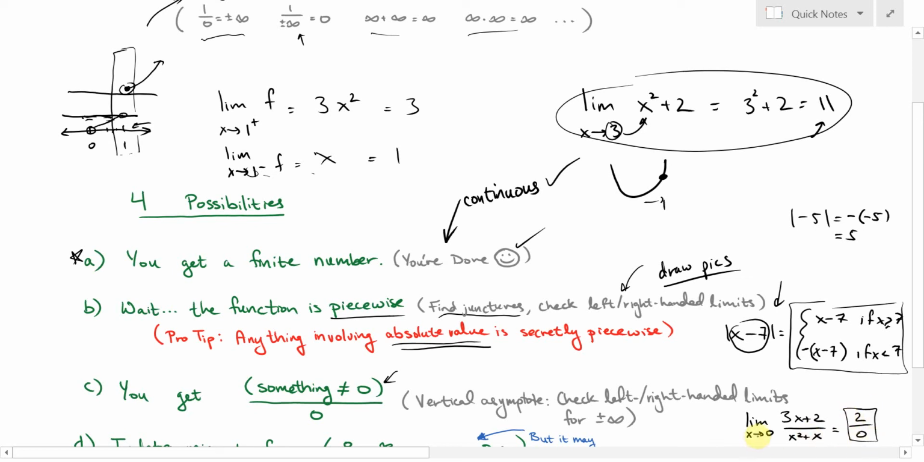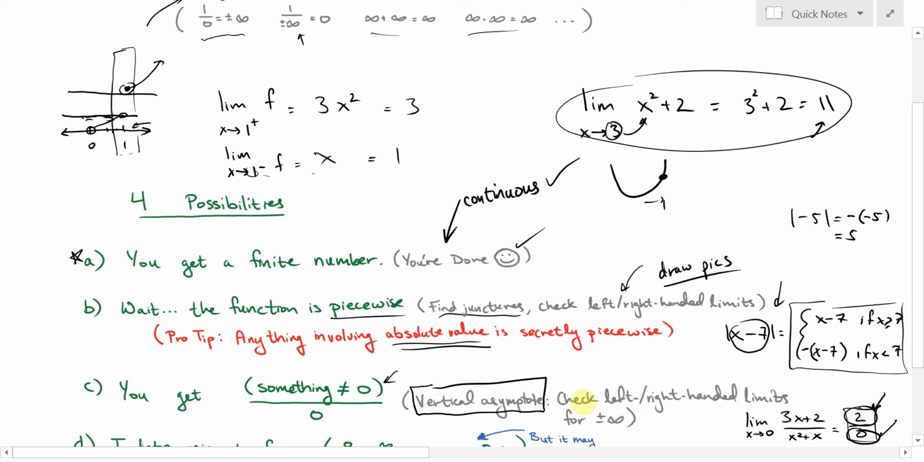What happens when you plug the value into the formula and you get something finite, not 0, divided by 0? Okay? Well, what that means, and this is always what happens, let's be very clear: if you get something not 0 divided by 0, it means that in the graph of the function, at that point, there is a vertical asymptote, guaranteed.